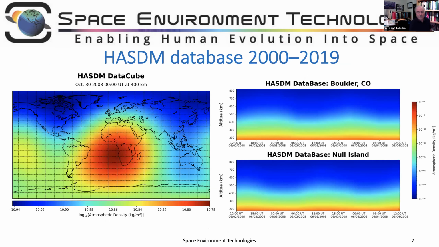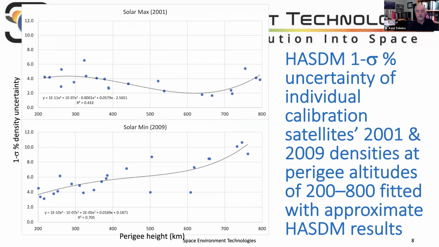Here's examples of that HASDM database. So on the left panel is the Halloween storm in 2003, and then a 2-day database of variability over Boulder and over 0 latitude, 0 longitude. A little bit of the uncertainty. You can see that the top panel is for solar maximum in 2001, and then the bottom panel is solar minimum 2009.